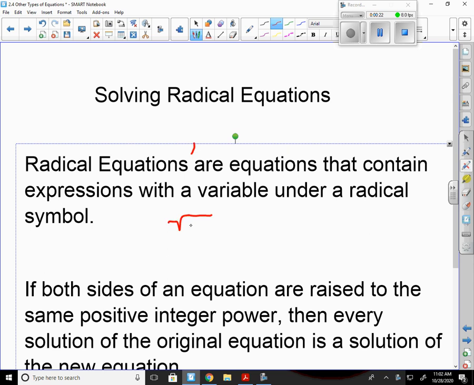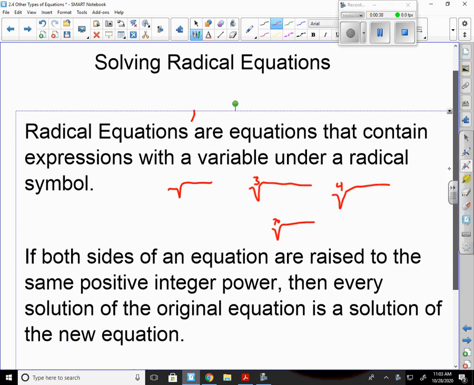So why don't we just say the square root symbol? Well, because sometimes it's a third root symbol, sometimes it's a fourth root symbol. We could have a 70th root symbol. Whatever this number is just means that we're taking whatever that root is.